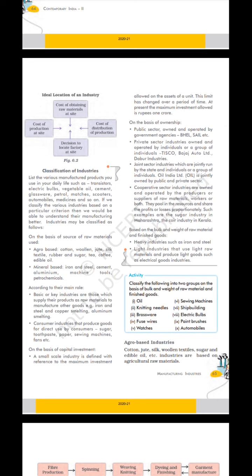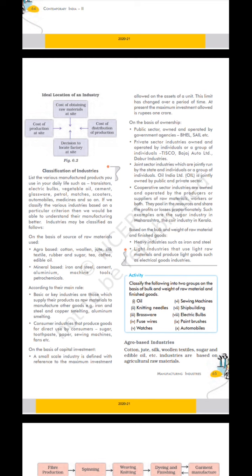List the various manufactured products you use in your daily life such as transistors, electrical bulbs, vegetable oil, cement, glassware, petrol, matches, scooters, automobiles, medicines and so on. If we classify the various industries based on a particular criterion, then we would be able to understand their manufacturing better. Industries may be classified as follows.